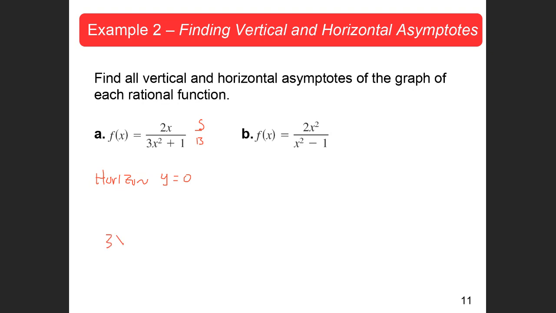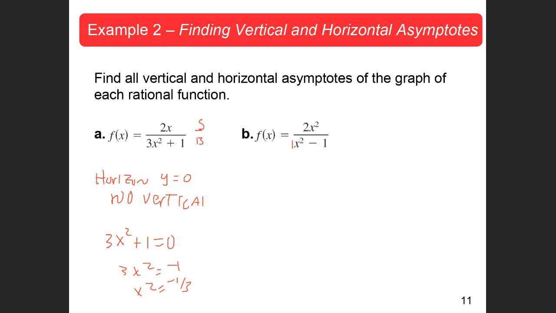Because I set my denominator equal to 0 and I solve, so I put -1 over here, so I have 3x squared equals -1. I divide through by 3, x squared equals -1/3. There's no way x squared equals a negative, so there is no vertical asymptote. Now you can check yourself by graphing it out. Go to decimals, graph it out. You'll see that there will be a horizontal asymptote at y is equal to 0, and there will be no vertical asymptote.